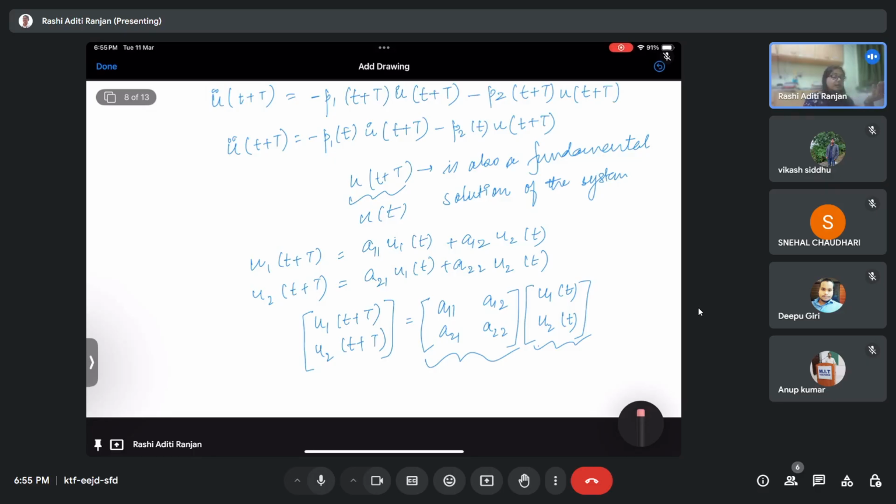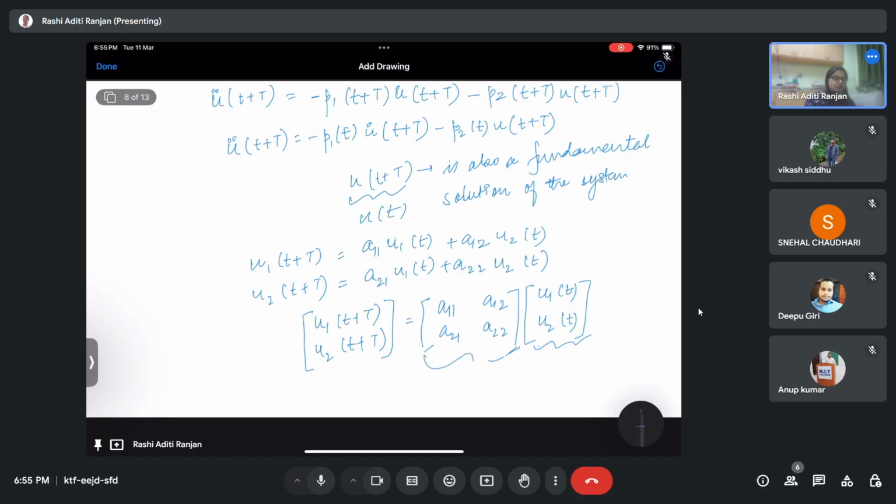If I know the eigenvalue, this matrix is essentially going to get simpler for me. Why? Because then my equation is going to get decoupled, right? In that case, my u1 can be written as a constant value multiplied with u1 of t. u2 also you can write in that form, right?